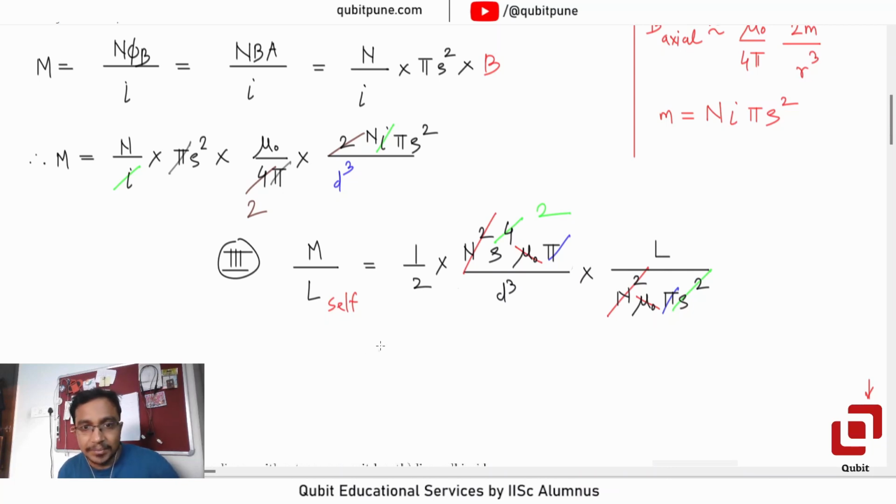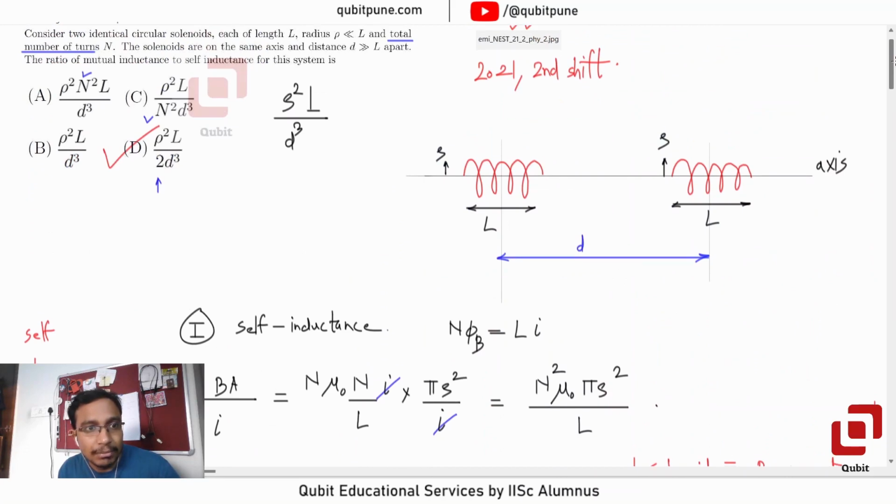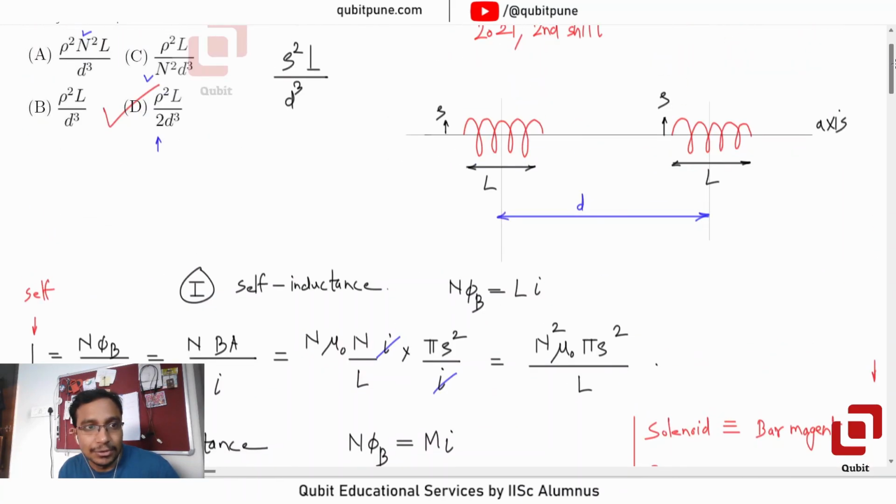What is the answer? Then L rho squared by 2d cube. Is that the option? L rho squared by 2d cube. Yes, that is option D.